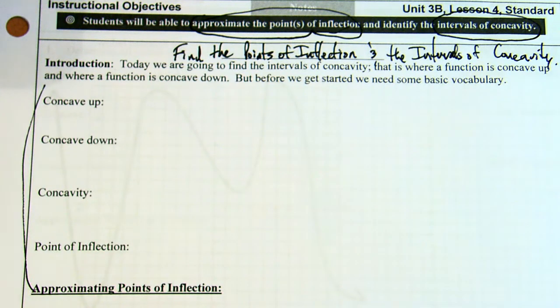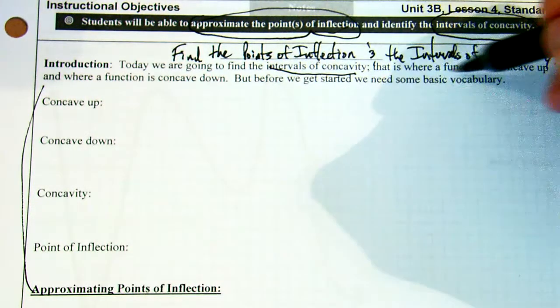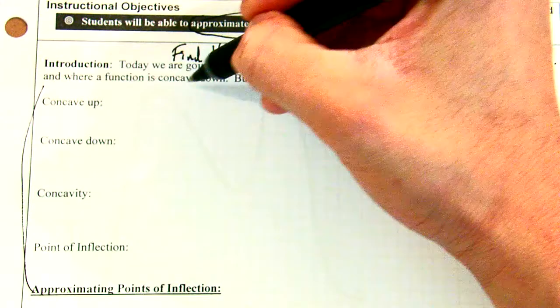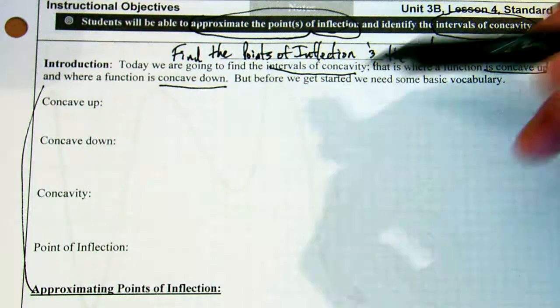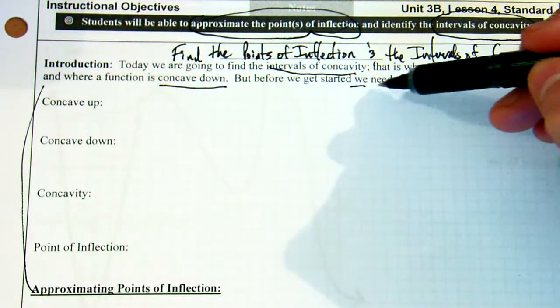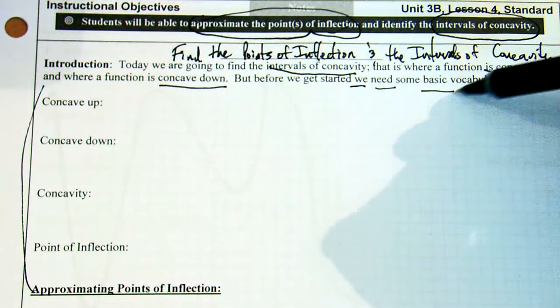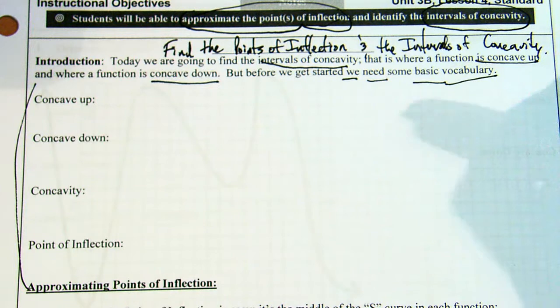Let's read our introduction, please, Barbara. Today we are going to find the intervals of concavity. That is where a function is concave up and where a function is concave down. But before we get started, we need some basic vocabulary. All right. So today is super easy, okay? It's really, really easy.